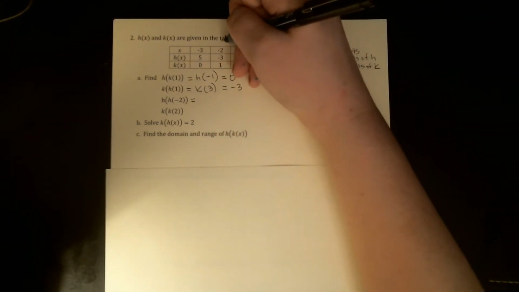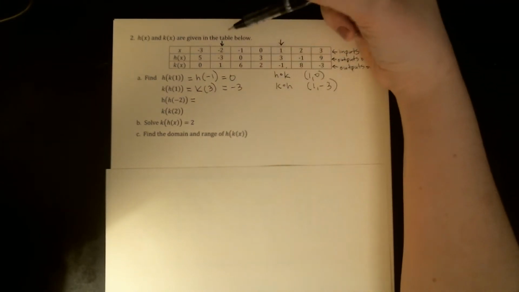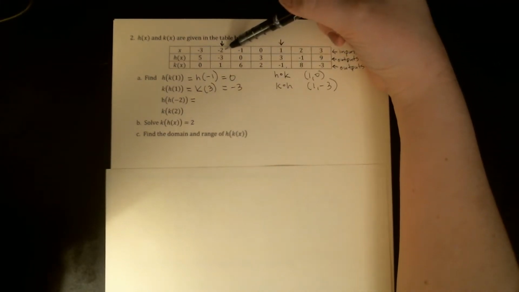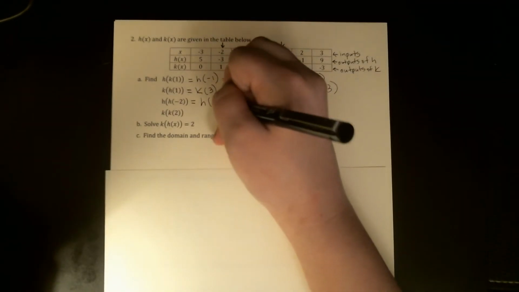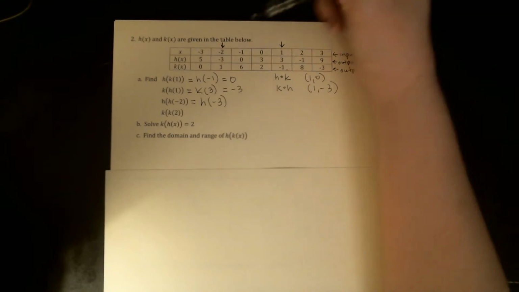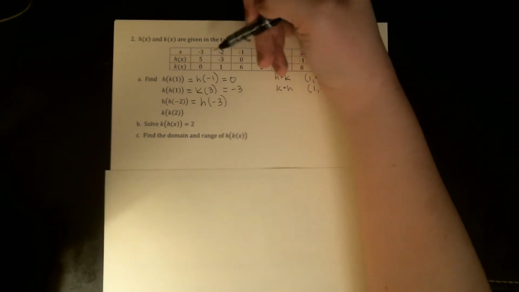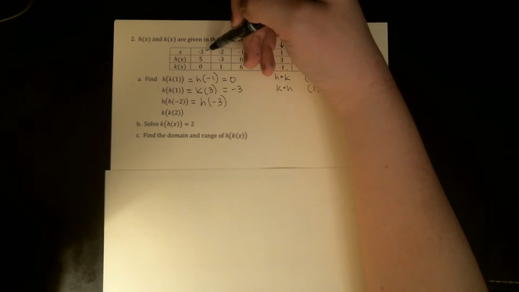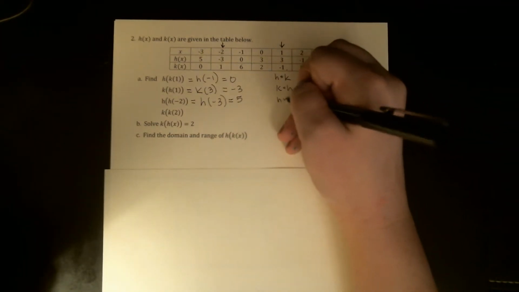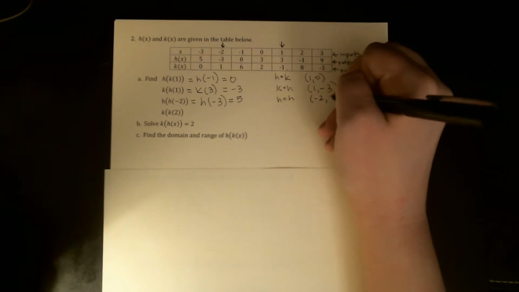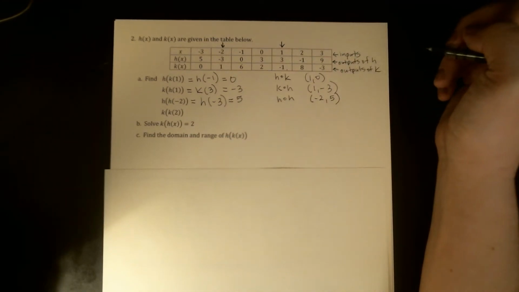All right, h of h of negative 2, so we get to start with a different input. There's our negative 2 in the inputs row. We want to first plug that into h. H is in the middle, so I get a negative 3. I am then supposed to take that negative 3 and plug it back into h. So here it was an output. I then switch it so that I'm thinking about it as an input, and I look for the new output of h, which is going to be a 5. So h of h goes through the point negative 2, 5. Inputs negative 2, outputs 5.